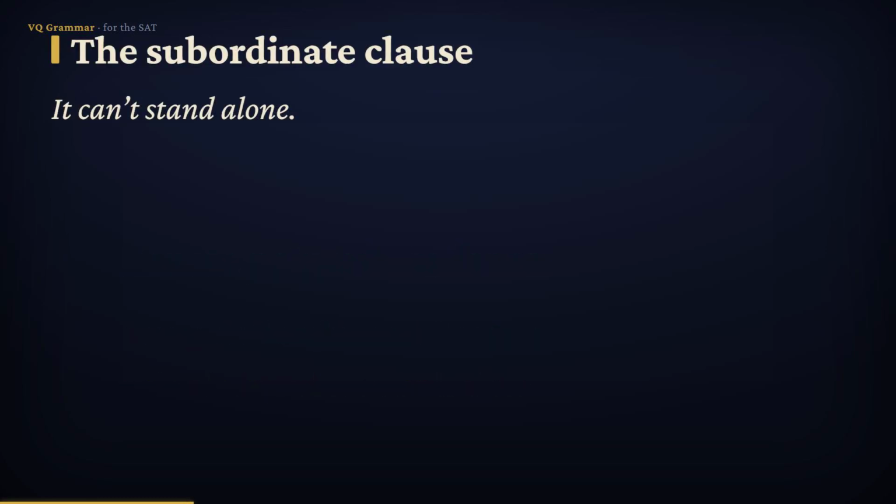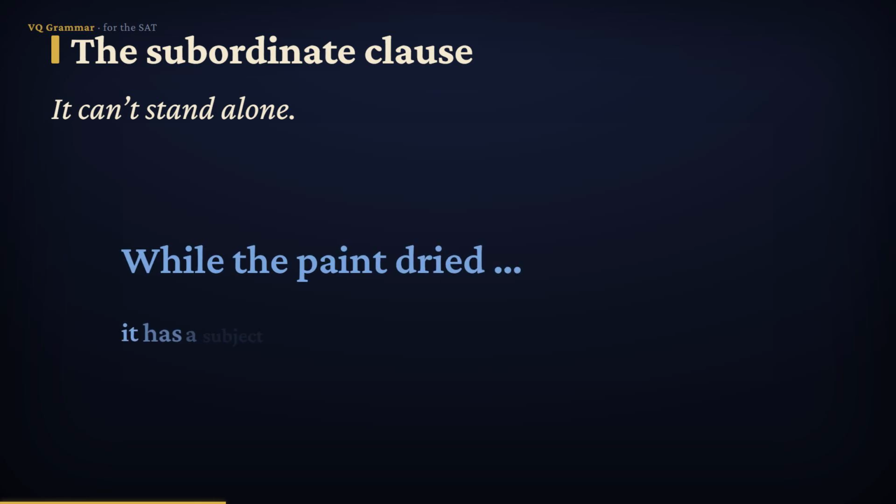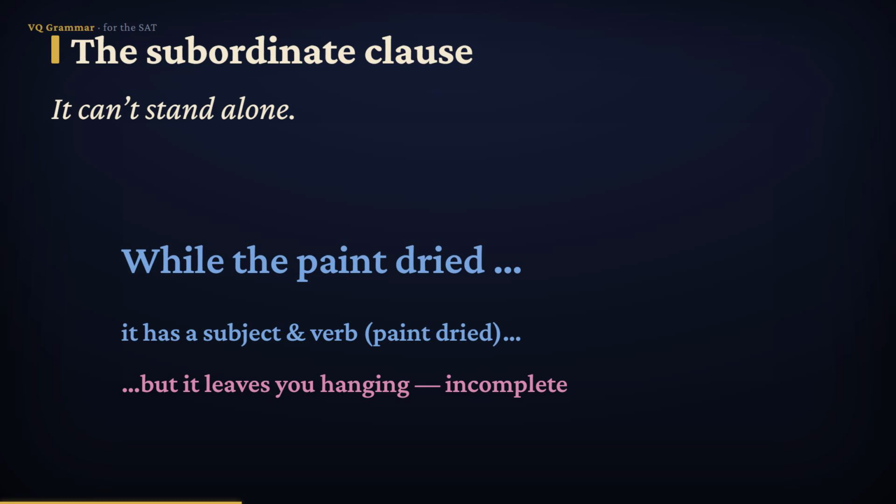The second type is the subordinate clause, also called the dependent clause. It also has a subject and a verb, but here's the catch. It cannot stand alone. While the paint dried. It has a subject, paint, and a verb, dried, but it leaves you hanging. What happened while the paint dried? It's incomplete. A subordinate clause leans on a main clause for its meaning. While the paint dried, Renata painted the fence.